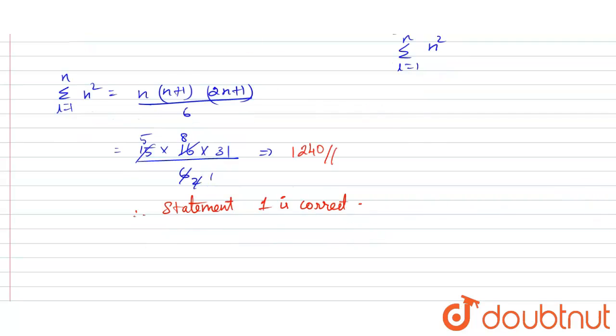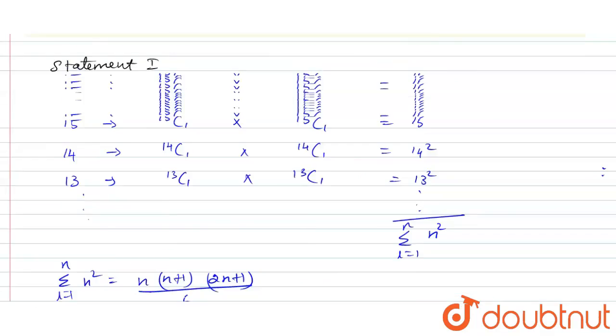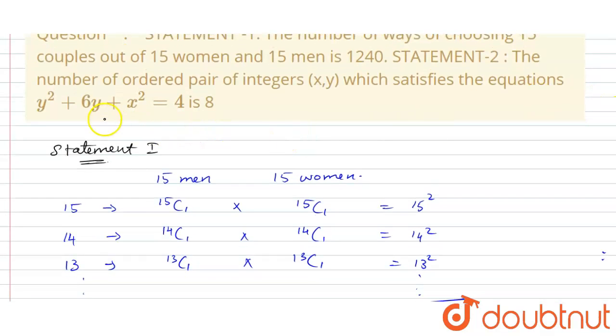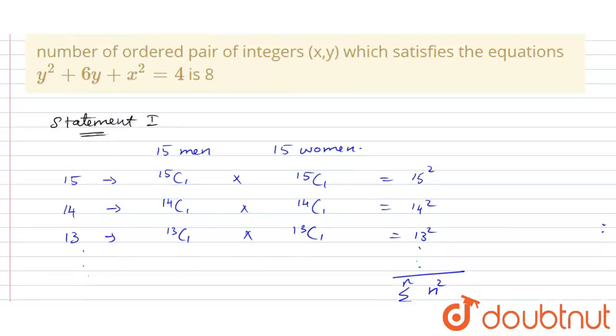Next, I'm going to take statement 2 here. Now the given equation they have given is the one which satisfies the number of pairs. The equation is y square plus 6y plus x square, which is equal to 4. So this is the given value.